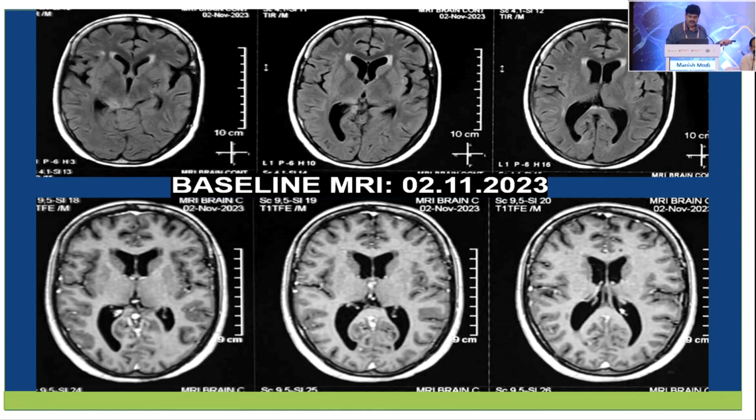And so the CSF was done, which was showing lymphocytic pleocytosis. The cell count was almost 230 with 95% dominant lymphocytes. The proteins were raised, 225. The sugars were low, 30. And the gene expert fortunately was positive, but the RIF resistance could not be determined. So we were very comfortable. We made the diagnosis of tuberculosis and we started the patient on ATT with steroids.